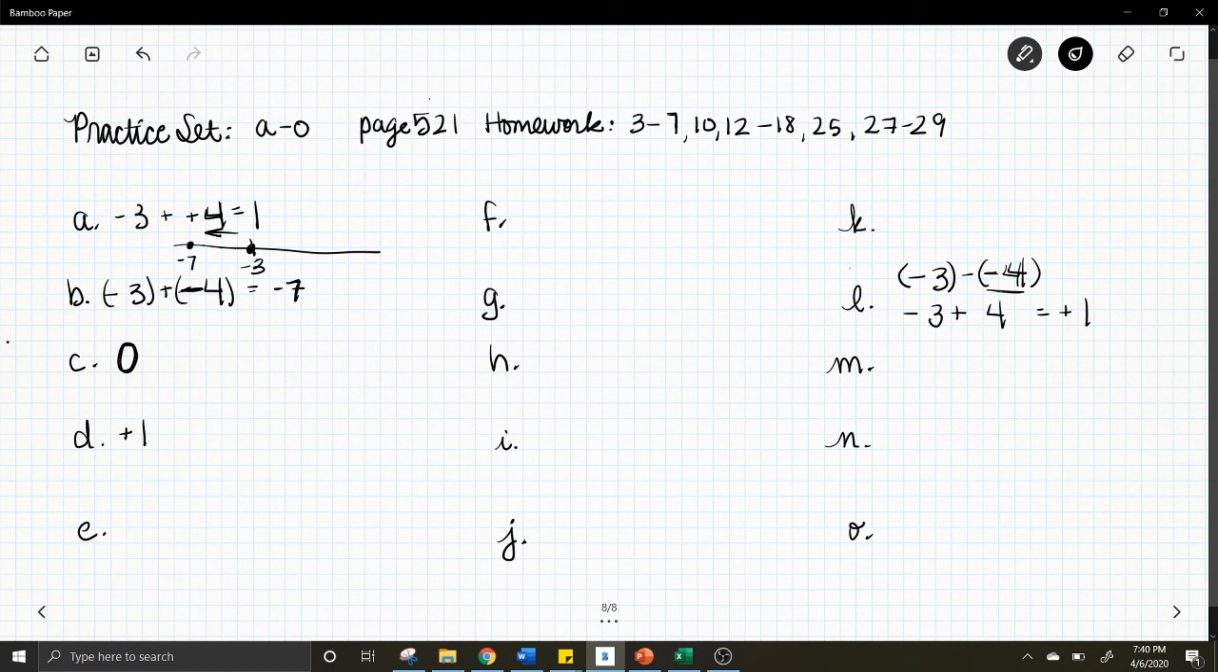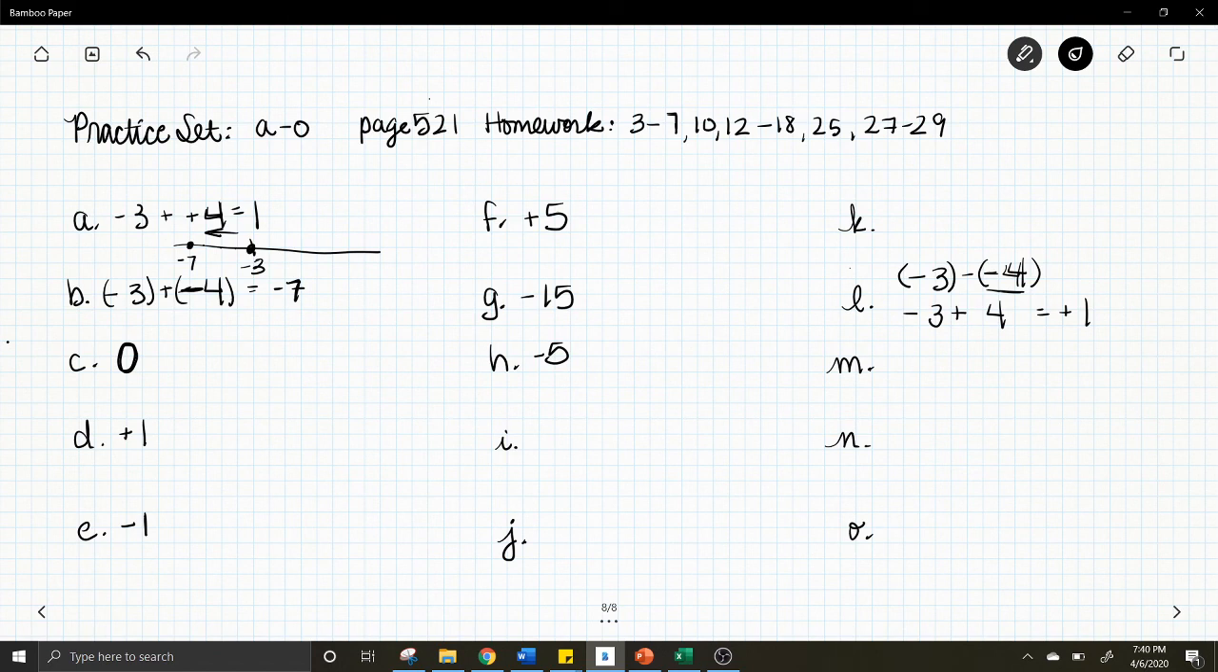Letter E, negative 1. And if you are having any trouble with these, please leave a comment on this lesson. This is lesson 100. Leave a comment in lesson 100 and let me know. Letter F, the solution is positive 5. Letter G is negative 15. Letter H is negative 5.